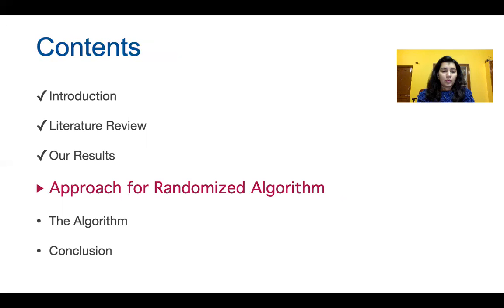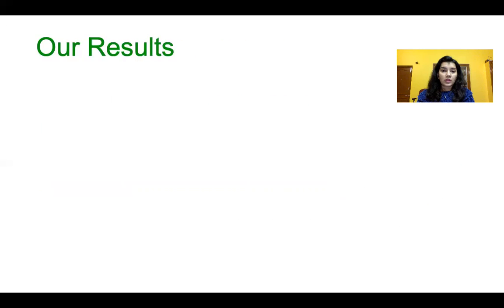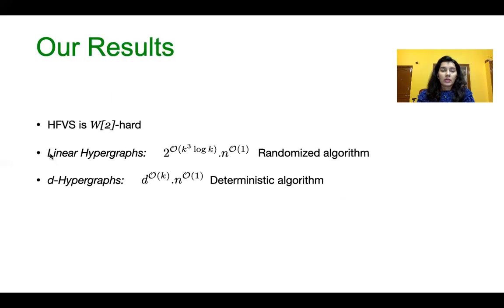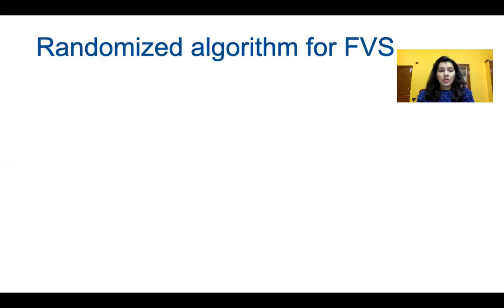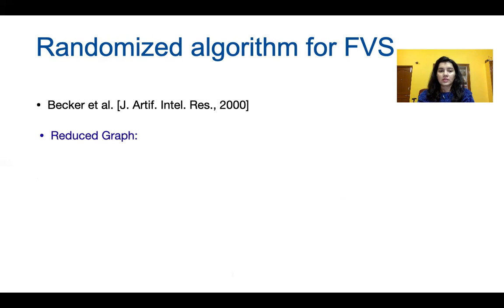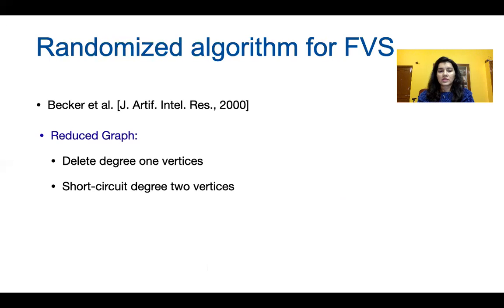Moving forward to the approach. I'll just talk about the approach for linear hypergraphs and the randomized algorithm that we found. So this is the approach. Recall that Becker et al. in the year 2000 gave the first randomized algorithm, which basically goes like this. You take the input graph and you find the reduced graph, which has no degree 1 vertices and no degree 2 vertices as well. We get rid of degree 1 vertices and we short circuit degree 2 vertices.